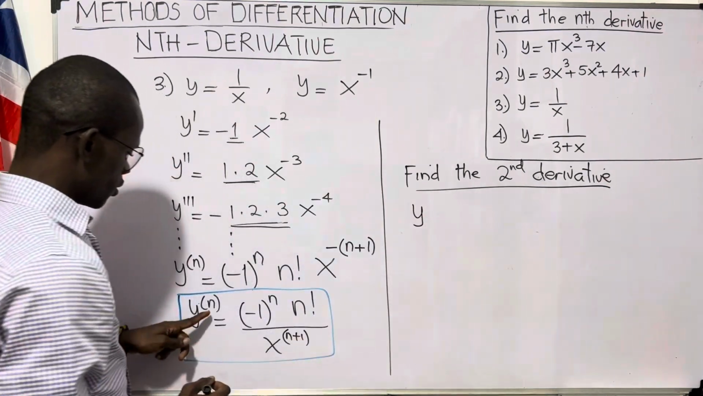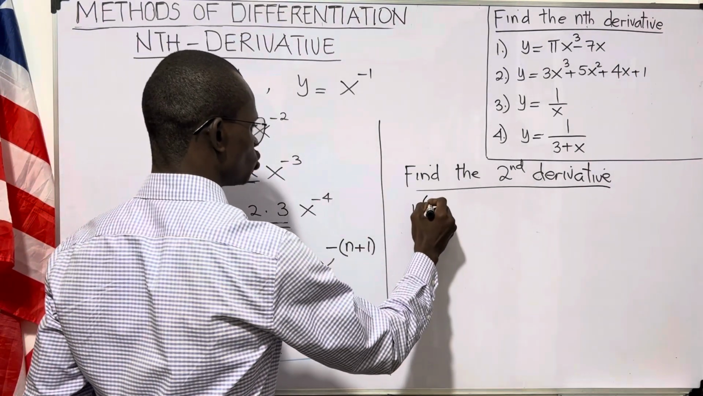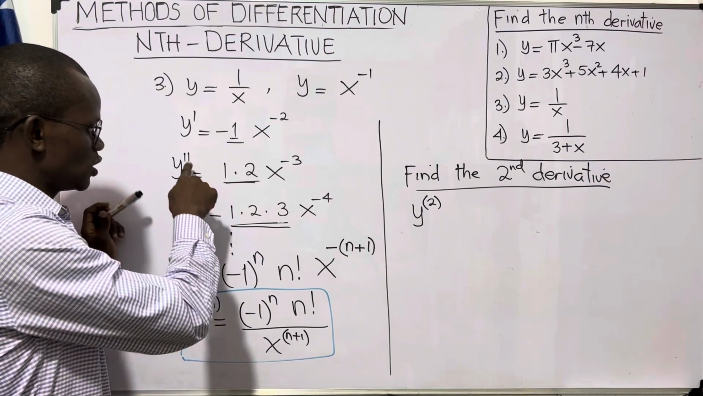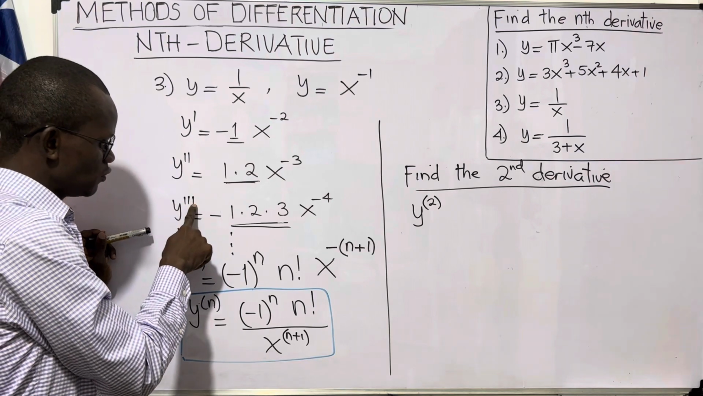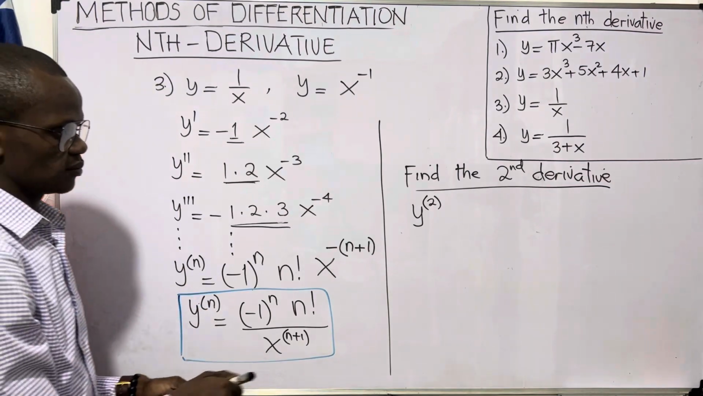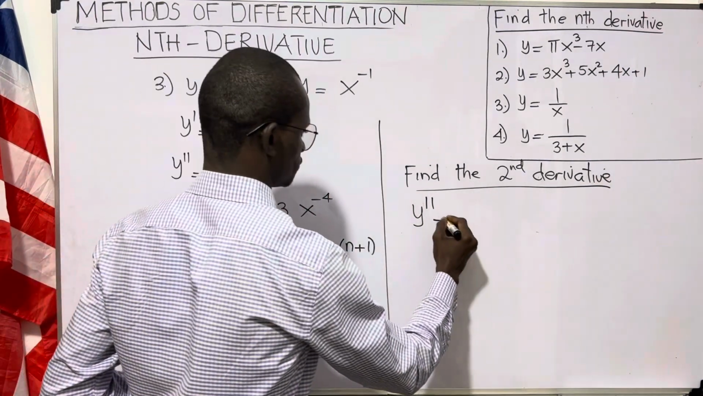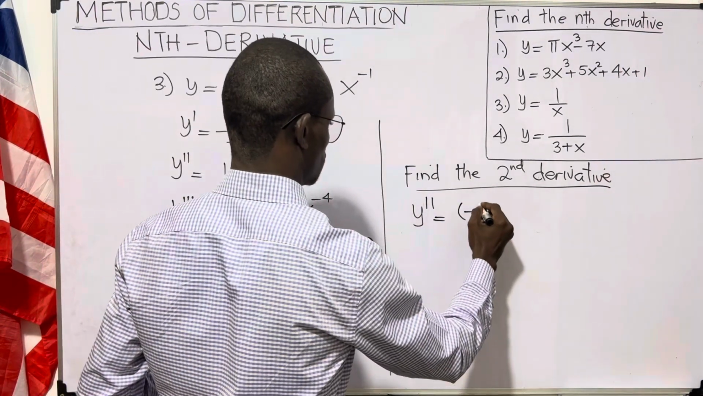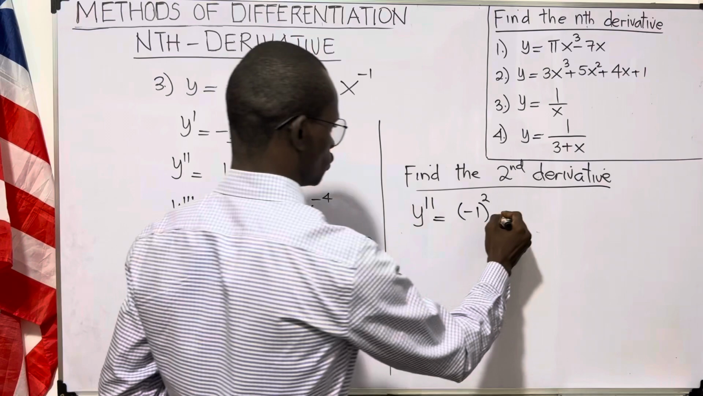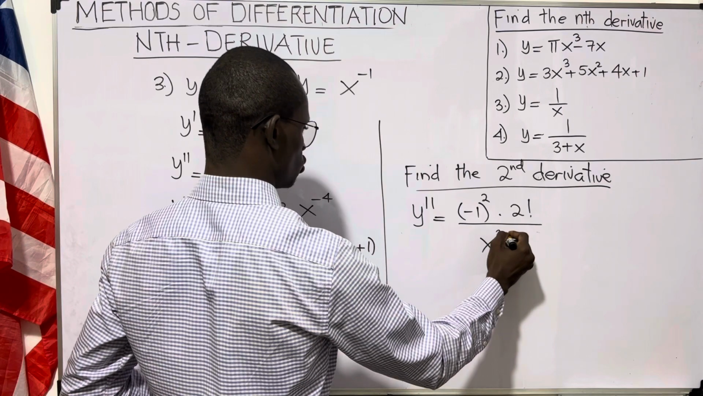So y raised to the power, n now is equal to 2, right? So we don't write 2 like this. The traditional way of writing the second derivative is using the double stroke. The third derivative uses 3 strokes. When it is beyond the third derivative, you can use this parenthesis. So we just have y double prime equals minus 1 raised to the power 2. Now for this, we have to use a 2. This is 2 factorial all over x raised to the power 2 plus 1.